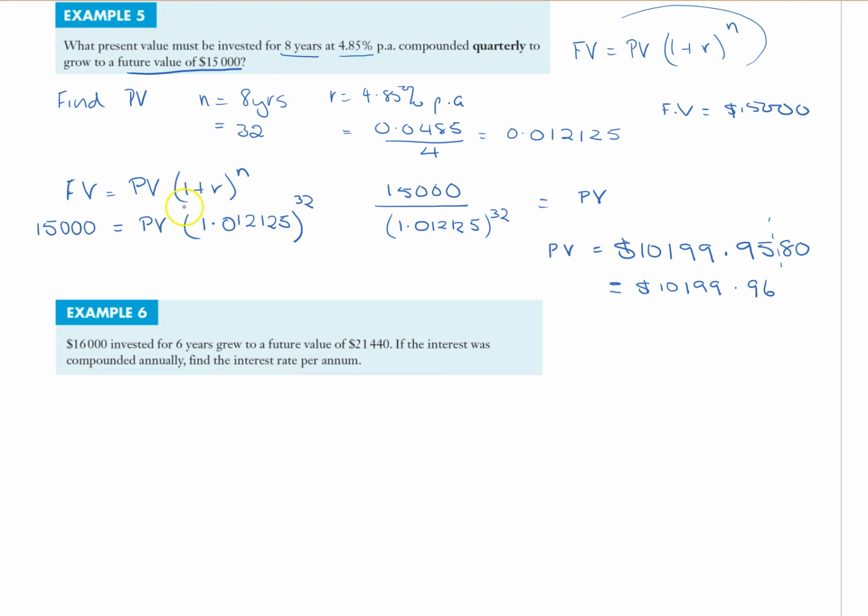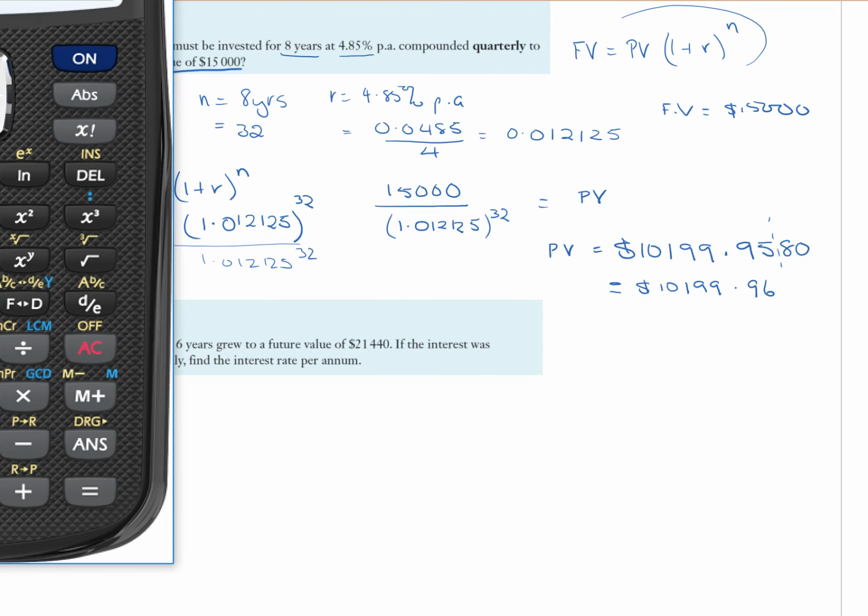So writing the formula, subbing the values into the appropriate spots, we've got 15,000 is our unknown, 1.012125 to the 32. We want to get that PV by itself, which means we need to divide this side by this term, and if we divide by this term here, then we must divide by that exact same term on the other side, which is this calculation. Go to your calculator and it looks like this.